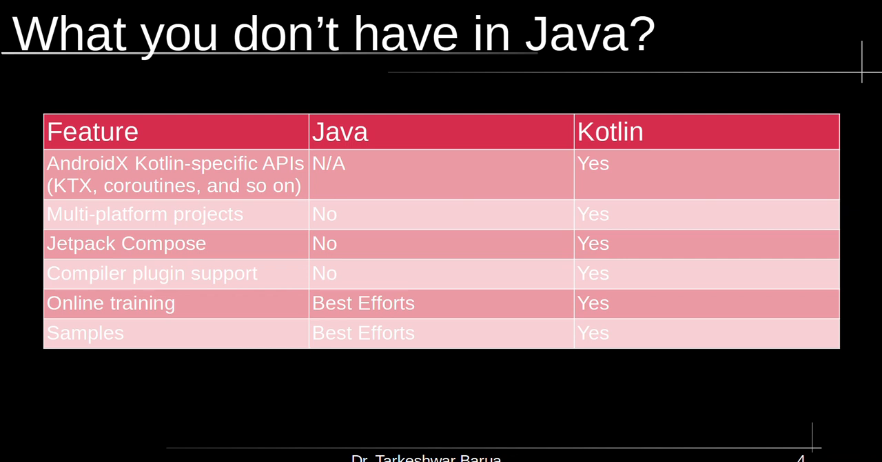So what you don't have in Java and have in Kotlin? First, Java API or coroutines or KTX is not available in Java, but in Kotlin it is available. So you can understand how important it is. Multi-platform projects are not supported in Java. If you know Kotlin, you can develop microservices, Android, or any type of platform. But in the background, the same JVM still works, so nothing extra needs to be done.